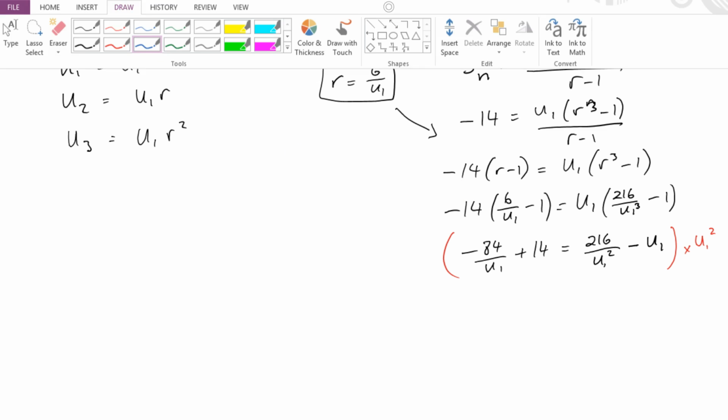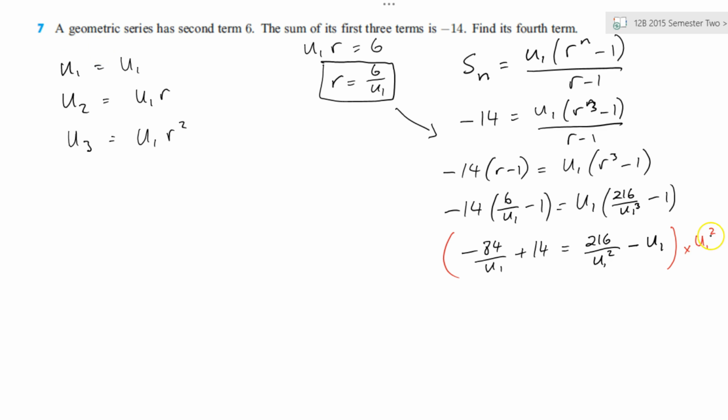Oh, we're working in black, not blue. So we'll go ahead and do that. So U1 squared is going to cancel with one of those. So I'm going to have negative 84 U1 plus 14 U1 squared equals 216 minus U1 cubed. Let's write it nicely as a cubic. U1 cubed plus 14 U1 squared minus 84 U1 take 216 equals 0.